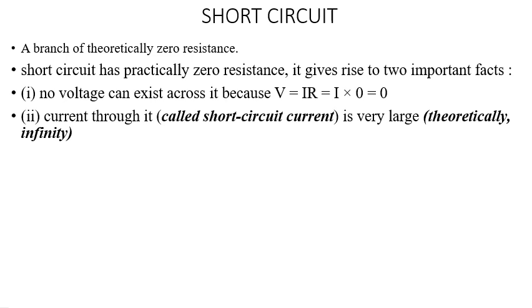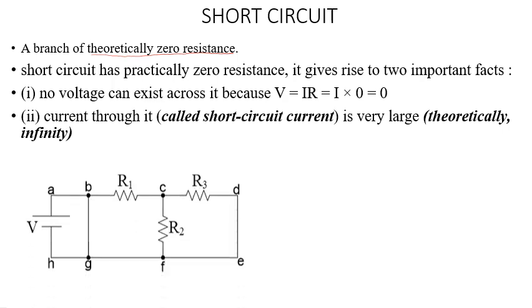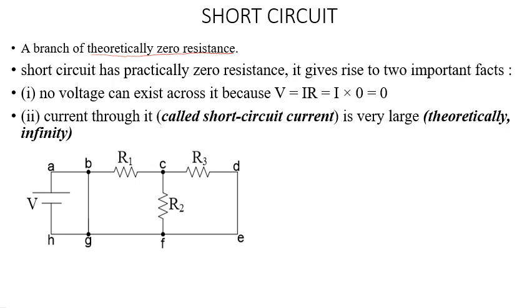So what is a short circuit? A short circuit has practically zero resistance. In class there might be other definitions, but we can just say it practically has zero resistance. So when a circuit is a short circuit, that means there's no resistance on that line. Basically, when the current sees a short circuit, it just moves.